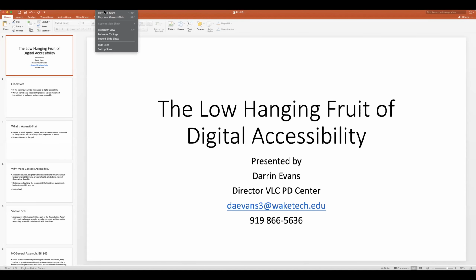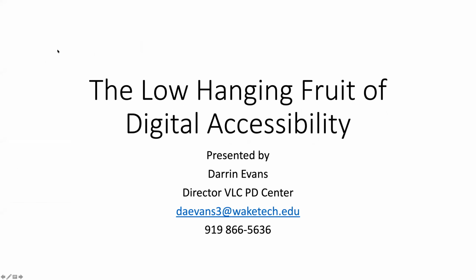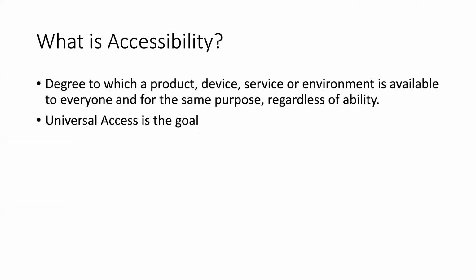Okay, so we're going to start out, and I call this the low-hanging fruit of digital accessibility. It's low-hanging because we're going to talk about accessibility and just some of the things that you can easily do to make your content more accessible. So first off, we'll start out with what is accessibility.